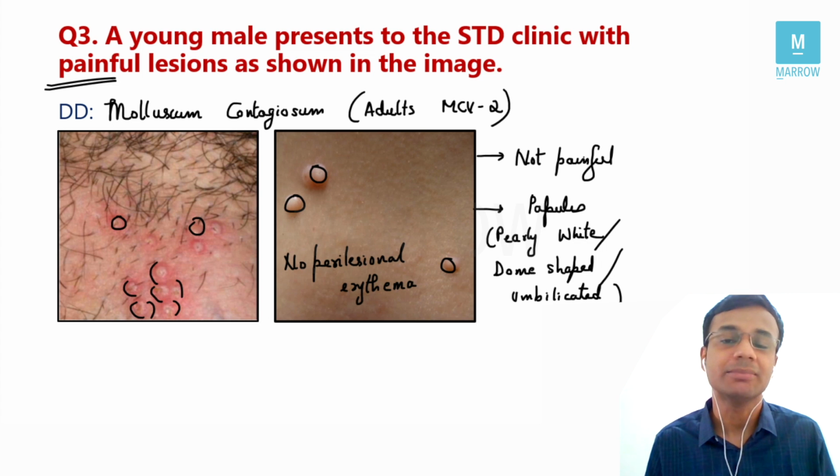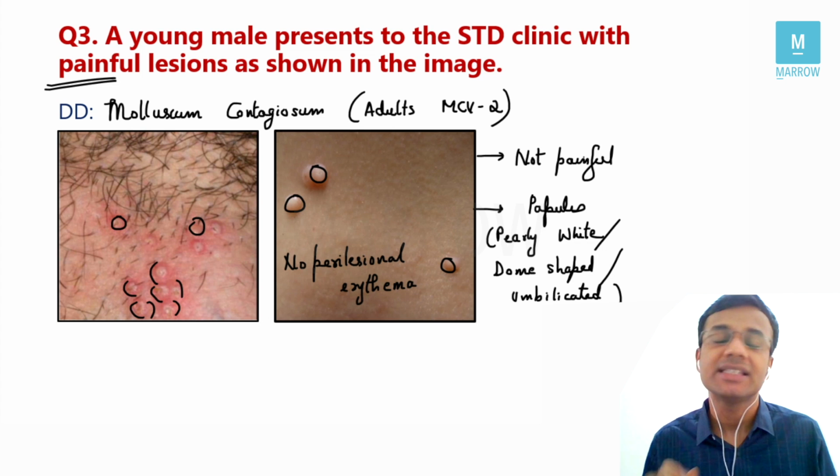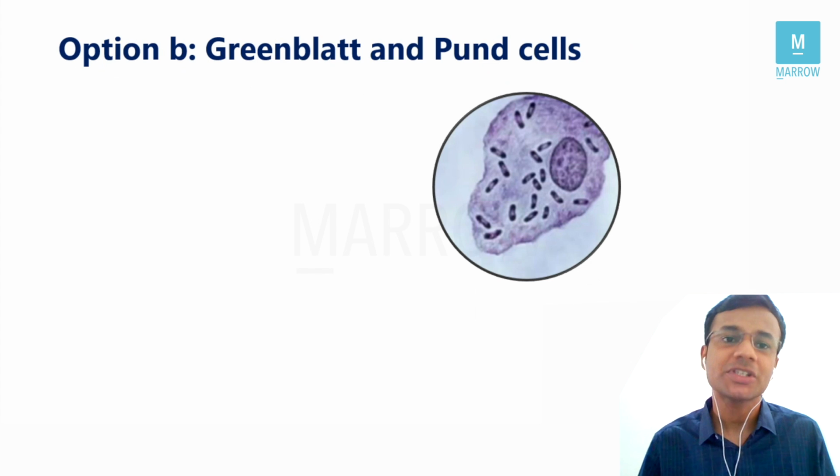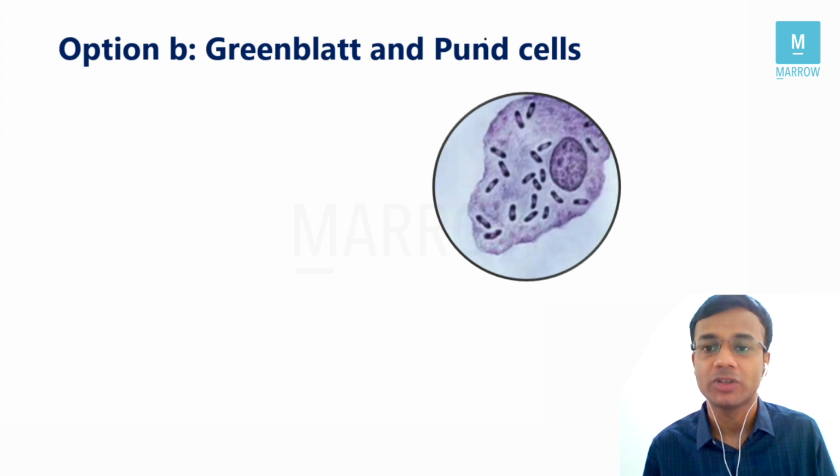So the molluscum lesions are not painful. The lesions are papular and there is no perilesional erythema. These are the important points which exclude molluscum contagiosum. Option B is Greenblatt and Punt cells. So only Punt cells was mentioned.